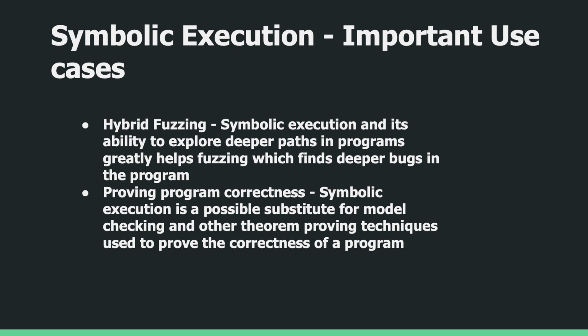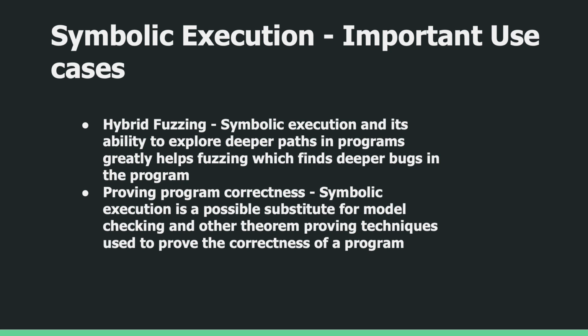Symbolic execution has a very good ability to explore deeper and deeper paths in programs and solve really difficult constraints which are very difficult for fuzzing to solve. Once it does that, it can help fuzzing find deeper bugs in the program, where fuzzing might be restricted due to difficult constraints like inequality check constraints and things like that.